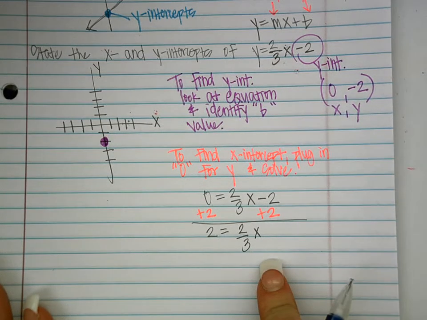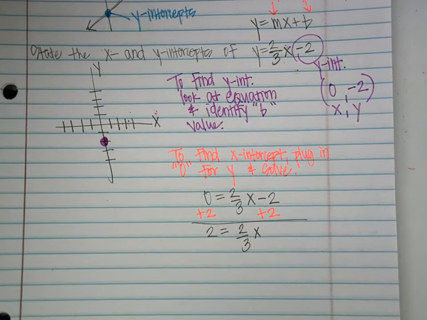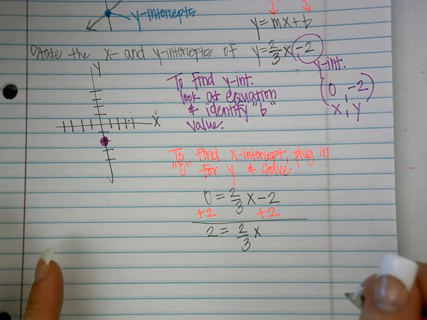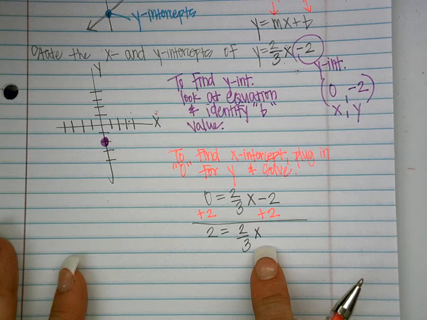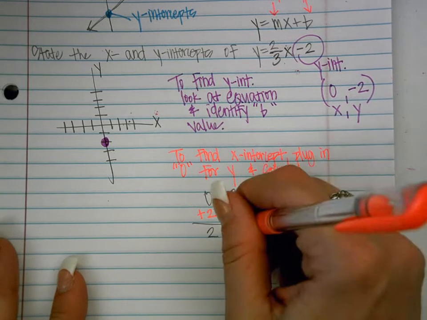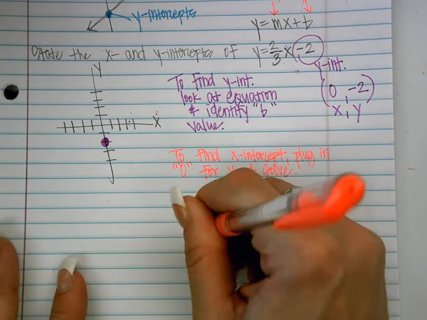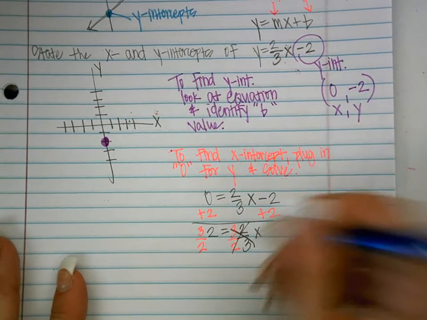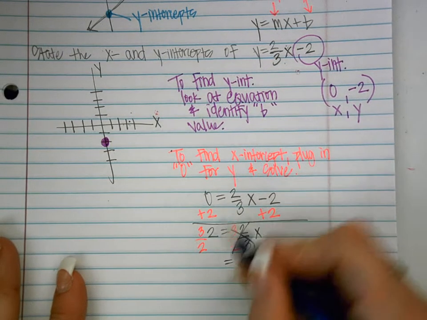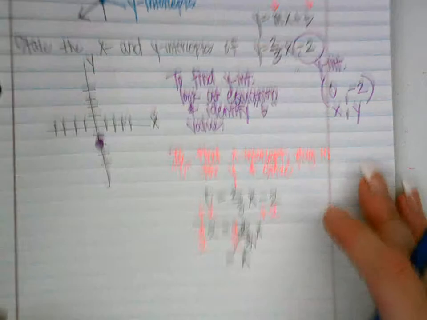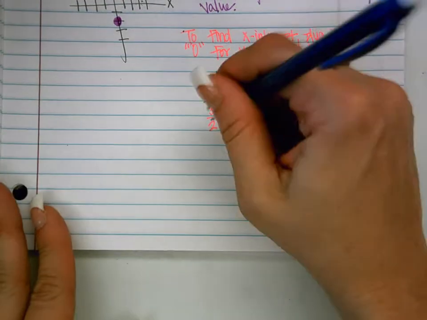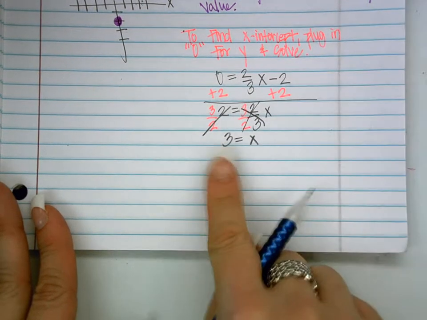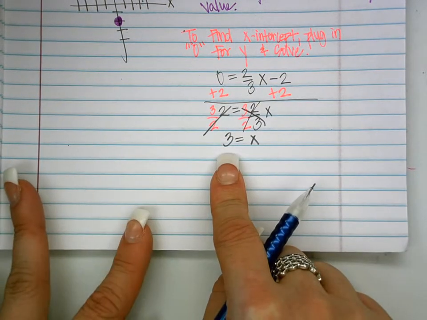Now how do I solve? How do I get rid of a fraction? Multiply by the what? Reciprocal, right. So what's the reciprocal of 2/3? 3/2. So multiply both sides by 3/2. These go away. So we get x equals, what happens here? The 2's can cross cancel, and all you're left with is a 3. So if I wanted to write this as a point, how would I write that as a point?